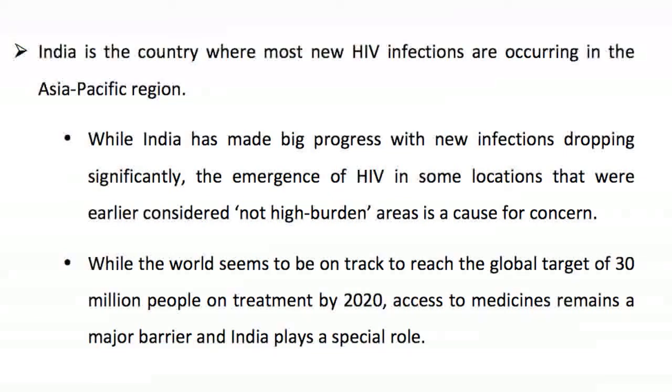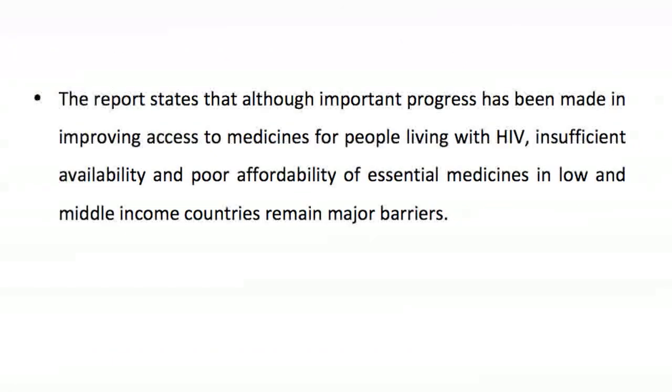While India has made big progress with new infections dropping significantly, the emergence of HIV in some locations that were earlier considered not high-burden areas is a cause for concern. While the world seems to be on track to reach the global target of 30 million people on treatment by 2020, access to medicines remains a major barrier, and India plays a special role. The report states that although important progress has been made in improving access to medicines for people living with HIV, insufficient availability and poor affordability of essential medicines in low and middle income countries remain major barriers.